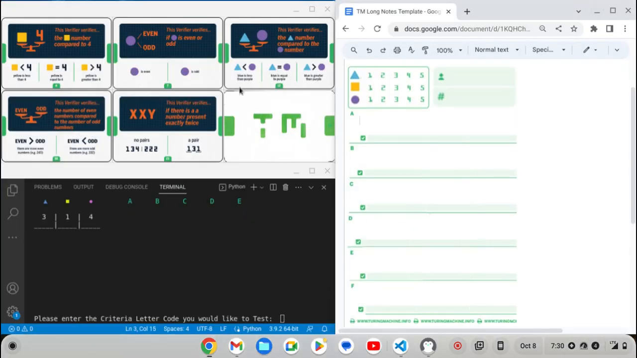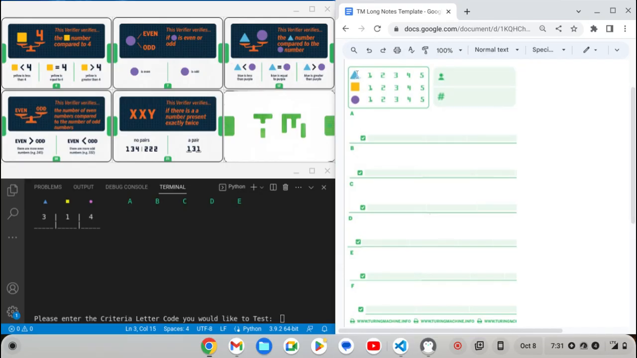So in the grid above, we've got our 5 criteria cards. On the top row, we've got criteria card A, criteria card B, and criteria card C. On the bottom row, we've got criteria card D and criteria card E. So criteria card A looks at our middle digit, the square digit, and compares it to the number 4. Should the value of square be less than 4? Should it be equal to 4? Or should square be greater than 4?